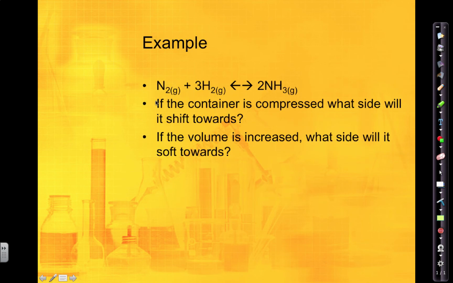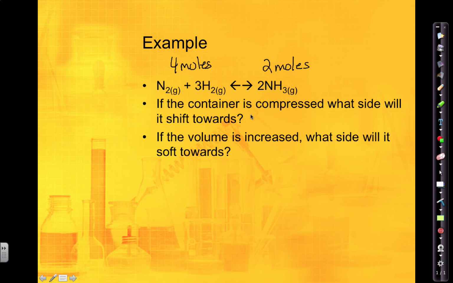All right, so let's look at this one. Let's count how many moles we have on both sides. We have ammonia being produced here, so I'm making 2 moles on the product side, and then I have 1 mole plus 3 moles here, so I have 4 moles on my reactant side. So if the container is compressed, so if volume is reduced, what side will it shift towards? Anytime it talks about volume reducing or increasing, you're changing the pressure for gases. So if the container is compressed, the pressure is going to increase.